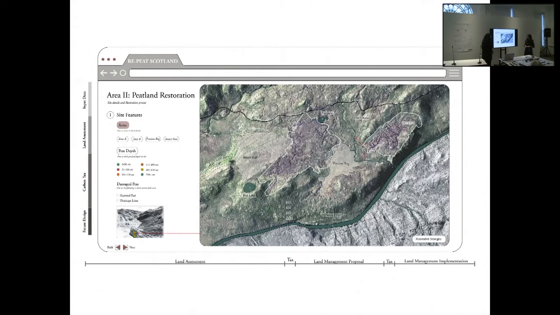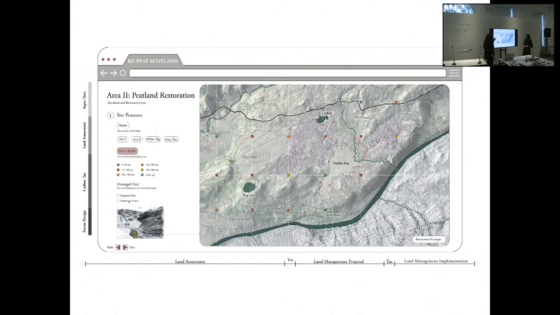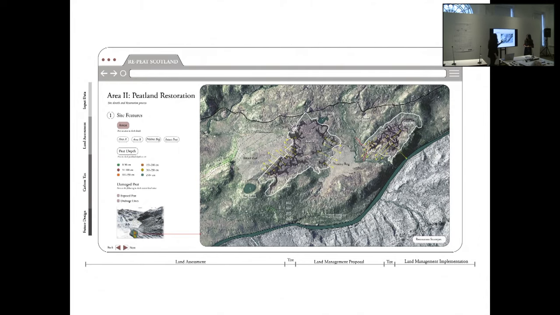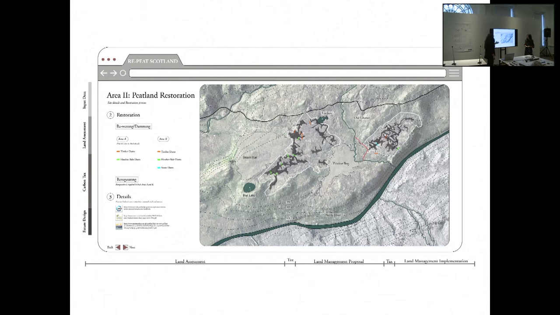So by zooming into the site, we have two bare peat areas that differ in depth, drainage, and vegetation. The user can check the peat depth on site, also the exposed peat, and the drainage lines that are causing this exposure on site. Next, they will be provided with a set of strategies related to the different areas, depending on drainage rates and peat depth. In this case, they are classified into damming and revegetation.